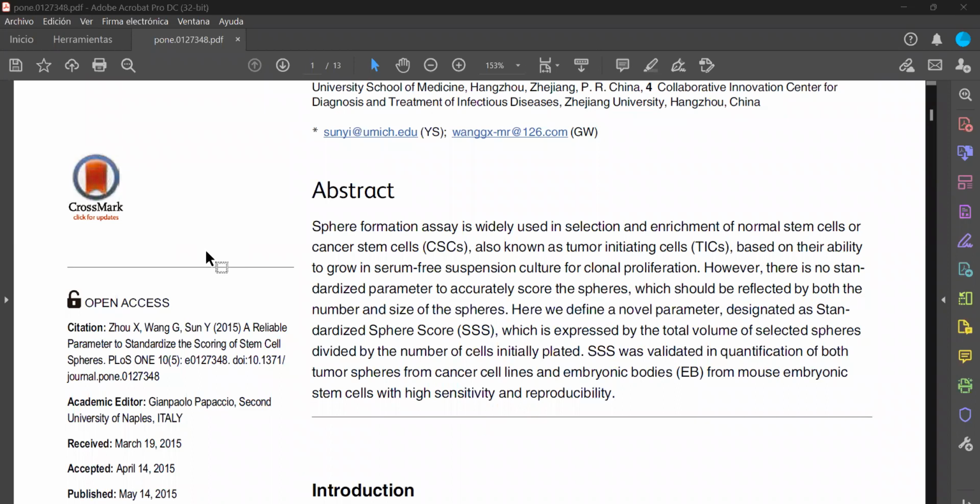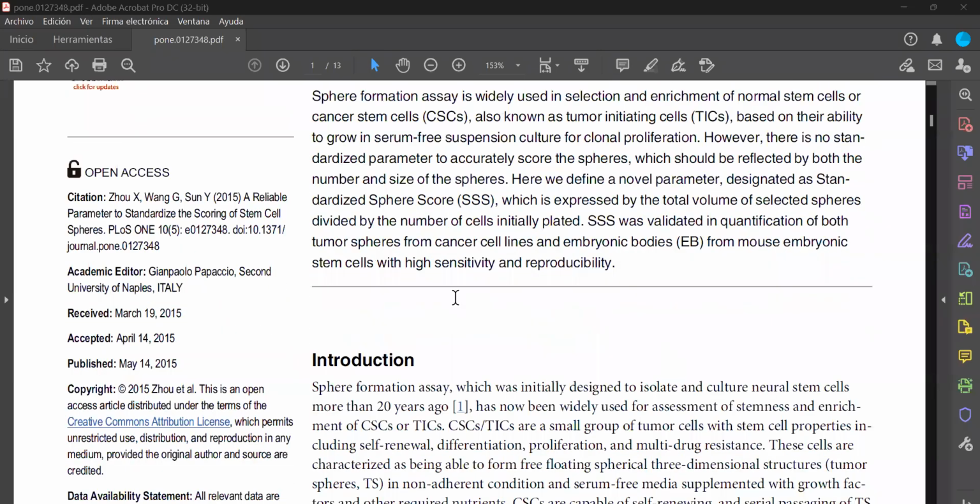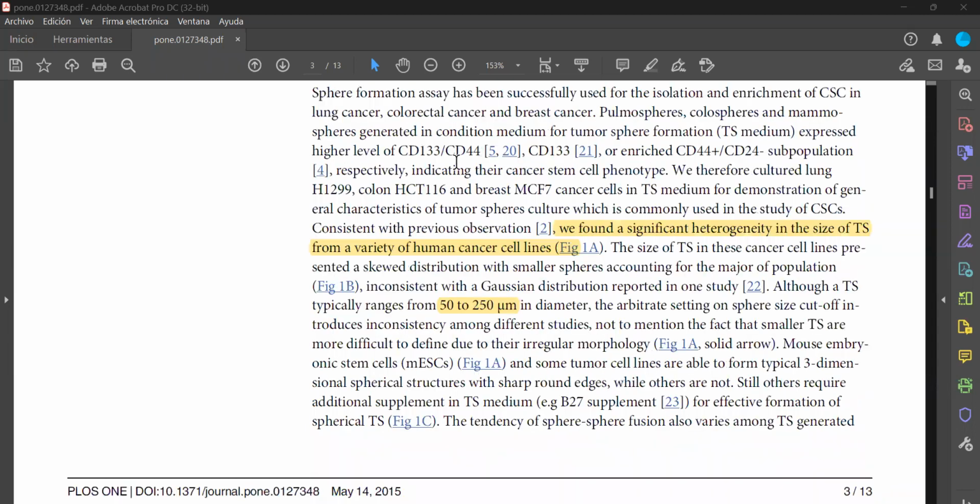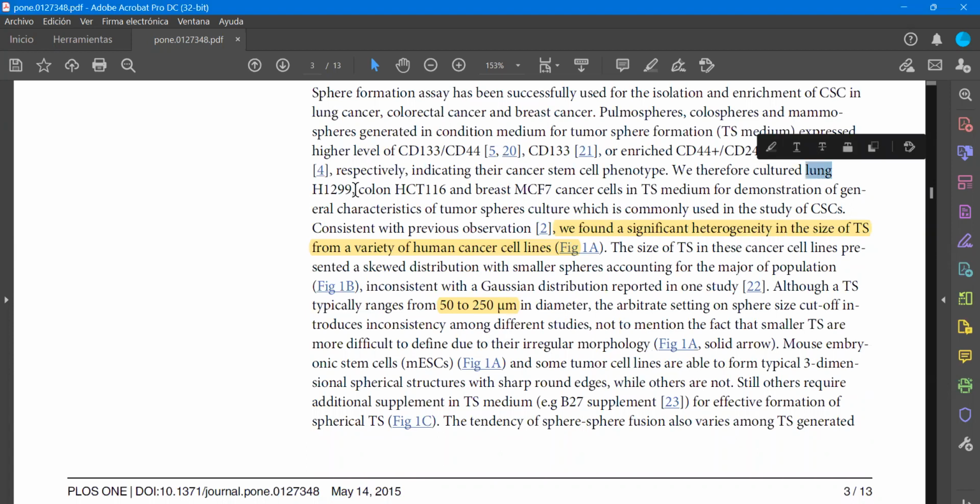A sphere formation assay has been successfully used for the isolation and enrichment of cancer stem cells in lung cancer, colorectal, and breast cancer. That's why in this paper, they decided to culture these cell lines. So here you have the cell lines that they use, a lung, a colon, and breast cancer cell lines. And they found significant heterogeneity in the size of tumor spheres from a variety of human cancer cell lines.